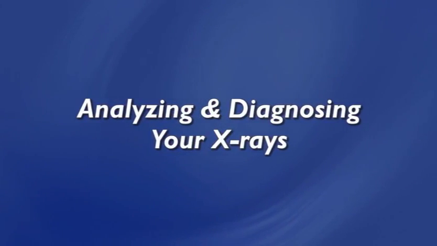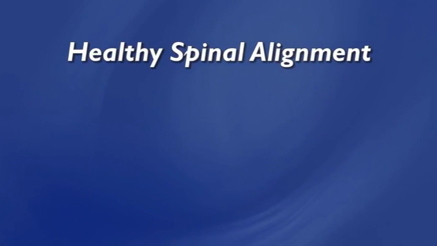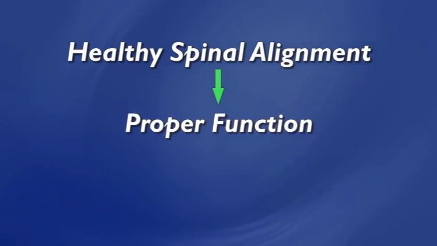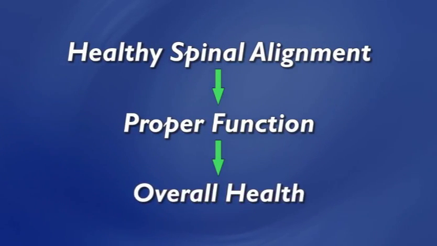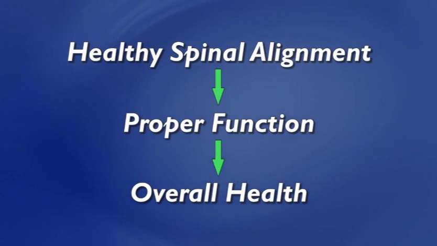When looking at your scans, note any areas of color. These are points of abnormal, unhealthy pressure on your nerve system. It's this pressure that causes organs and systems to function poorly. When you look at your X-rays in just a few minutes, keep in mind that the alignment of your spine dictates how well your nerve system is functioning. This directly impacts your current overall health and your future health picture.